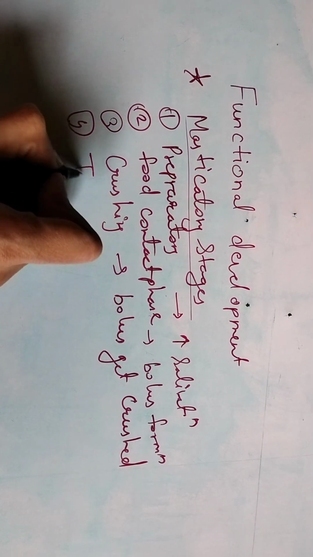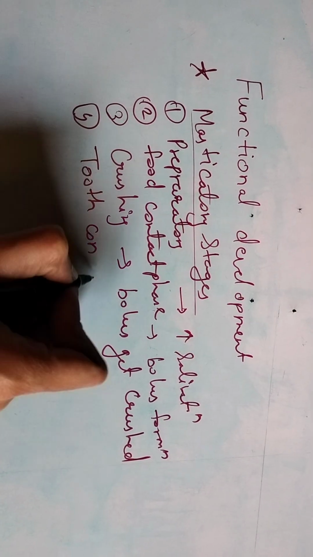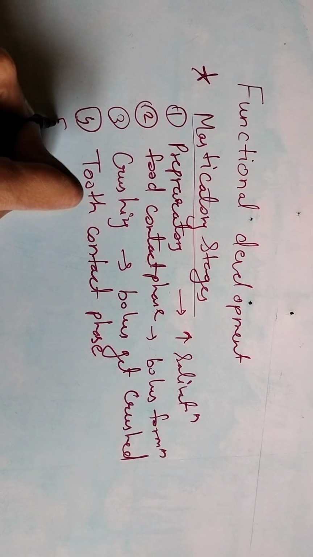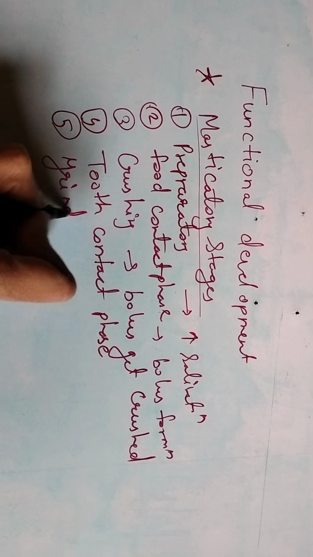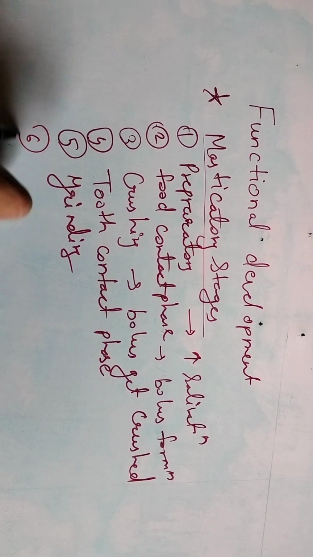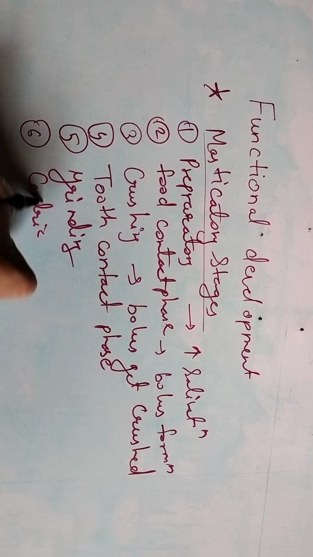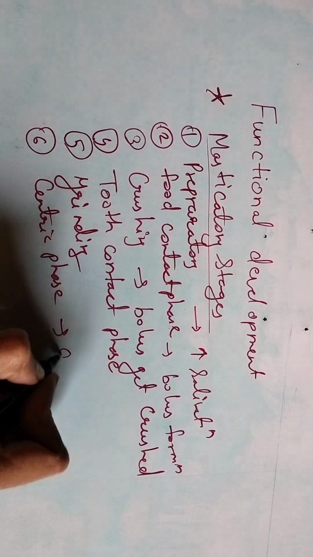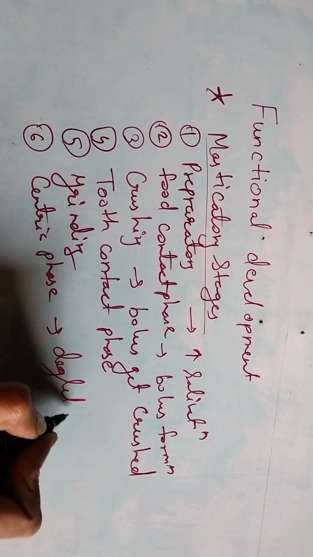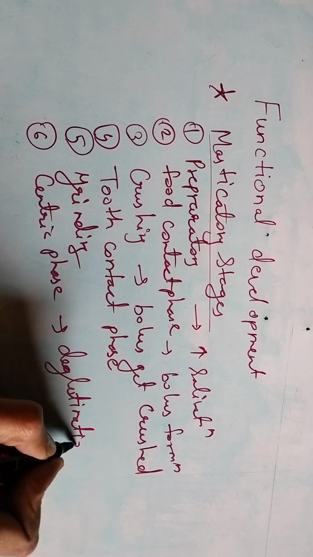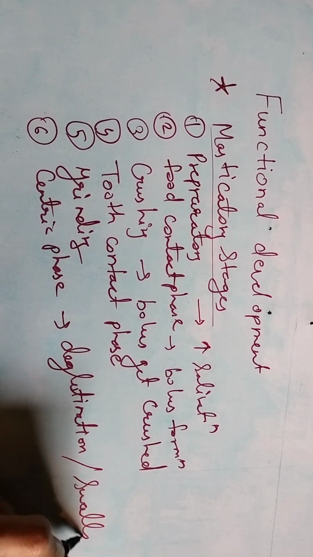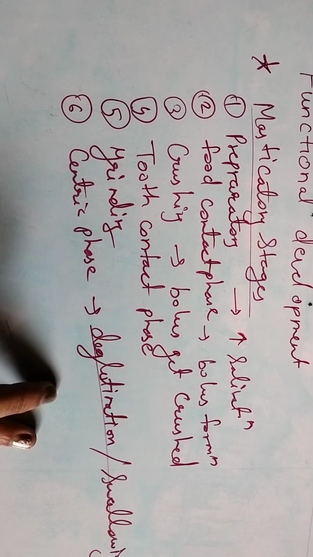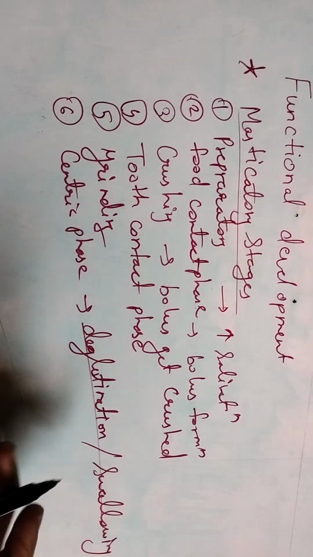In the fourth stage, this is the tooth contact phase. Fifth one is the grinding, and sixth is the centric phase. Centric phase means the deglutination or swallowing. This deglutination or swallowing is also divided into various stages.